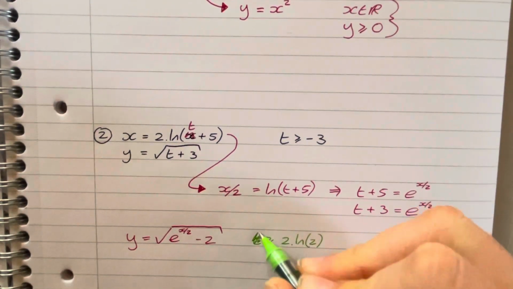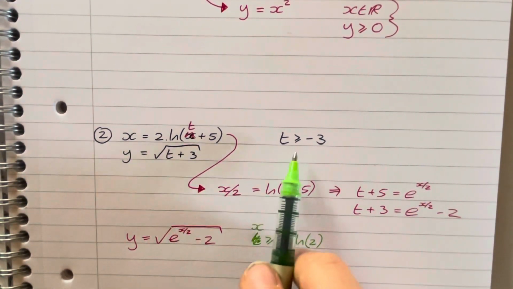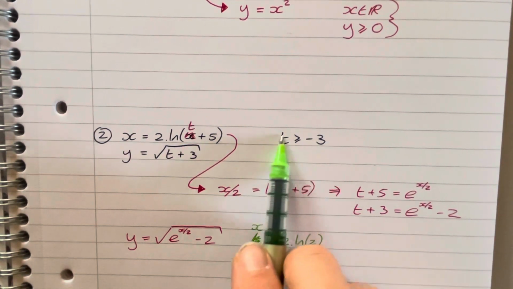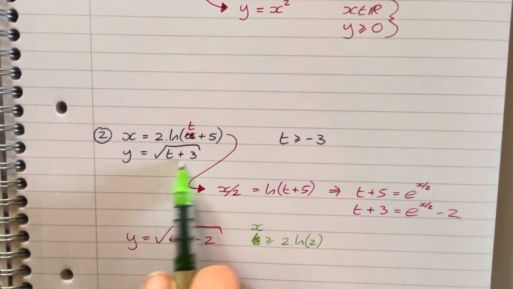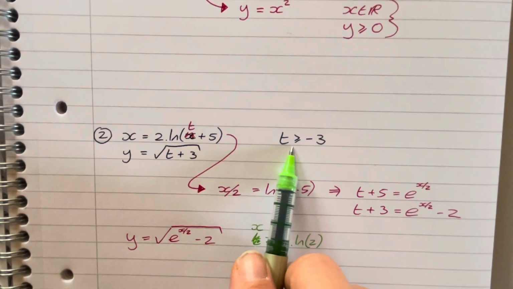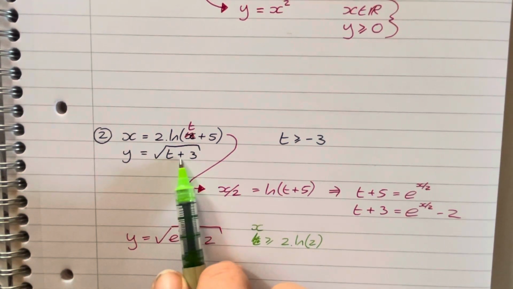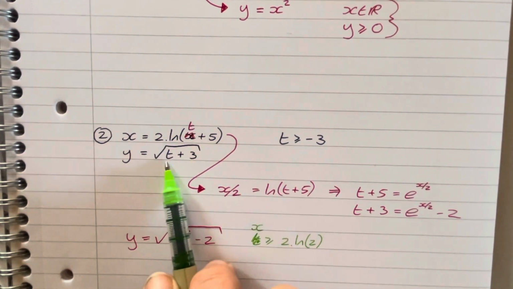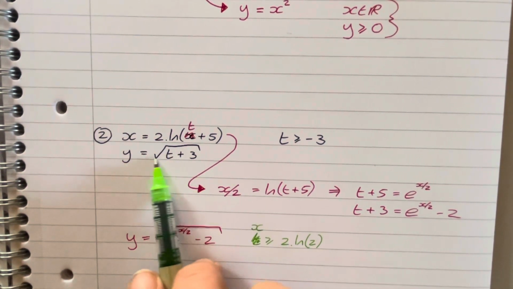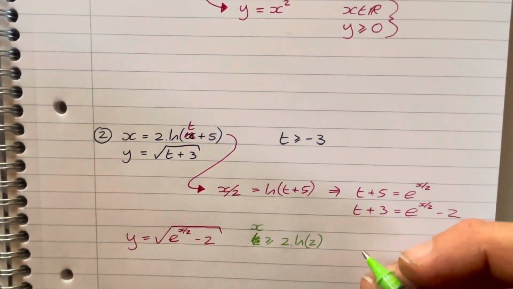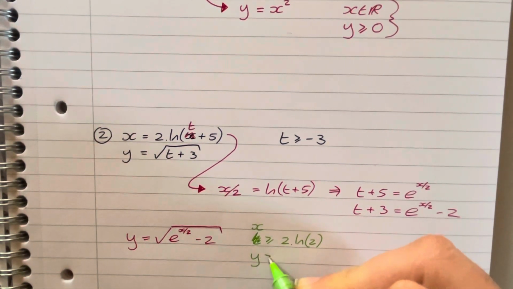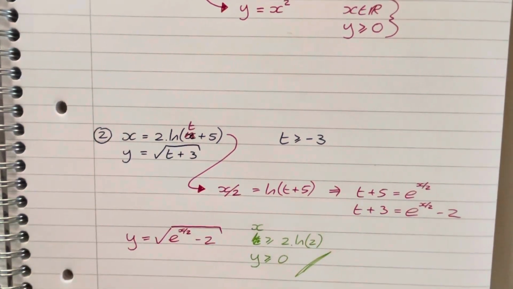Sorry, that's x. And y, again, we can compare the restriction on t with the definition in y. When t is negative 3, which is the lowest value it can be, y is 0. And then as I increase t, y is going to increase without limit. So again, y is going to be bigger than or equal to this lower bound of 0. Okay, that's the restrictions there.